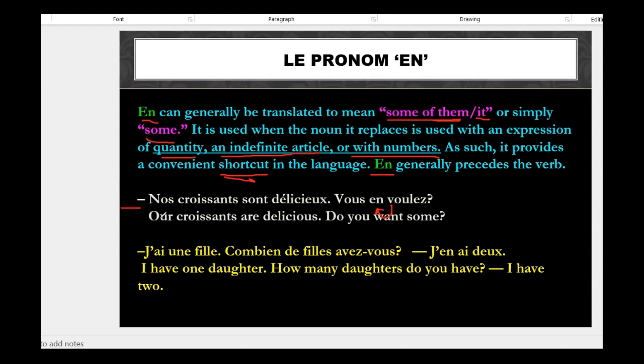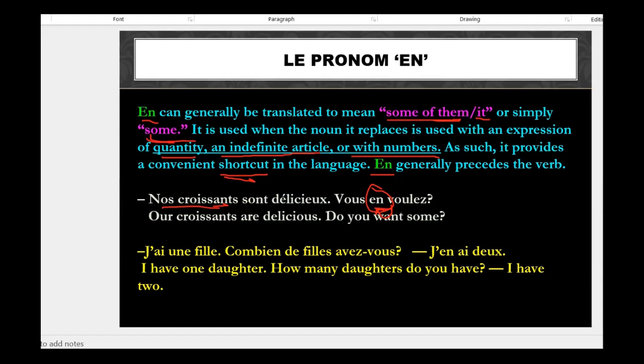Now, here is one example. Nos croissants sont délicieux. Vous en voulez? We have replaced nos croissants with en. Why? How? We are saying nos croissants sont délicieux. Our croissants are delicious. Do you want some of them? Or do you want some? Do you want some of it?